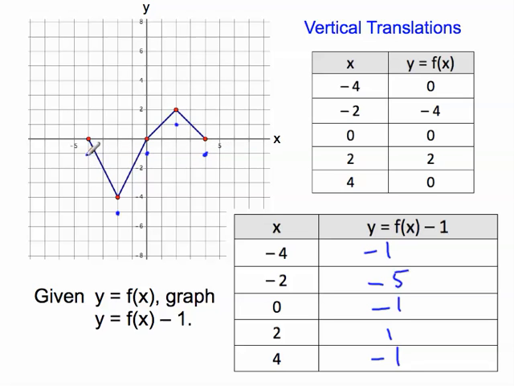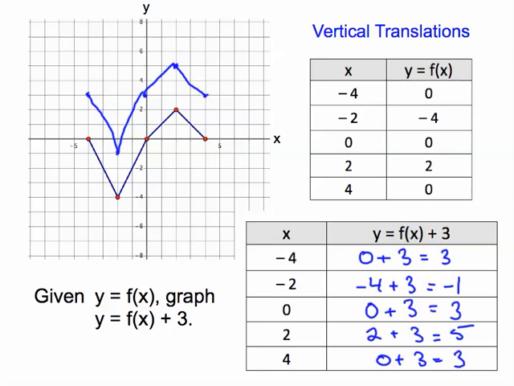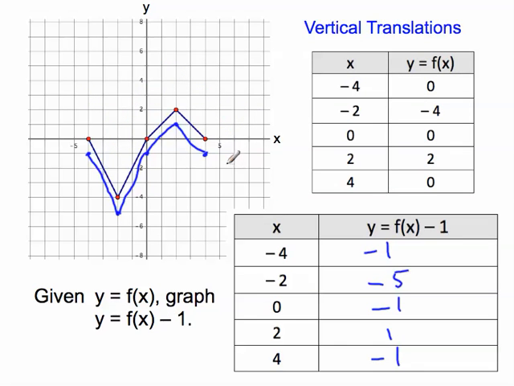And so the graph has the same shape, but is moved, sorry about the lines, you get the idea though. The graph has the same shape, but is moved down 1. So whereas before when we had f of x plus 3, the whole thing was moved up by 3, now when we had -1 at the end, the whole thing was moved down by 1.